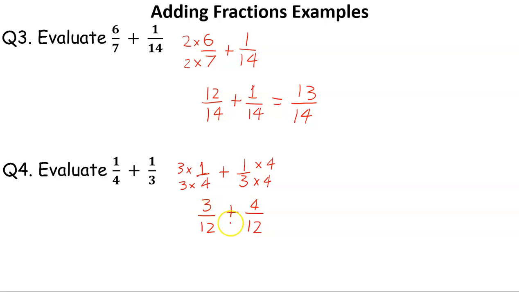So they're both proper fractions. There's a common denominator, so I can put that in straight away. And now all I need to do is add my numerators. 3 plus 4 is 7. Cannot simplify that any further, so 7/12 is my final answer.